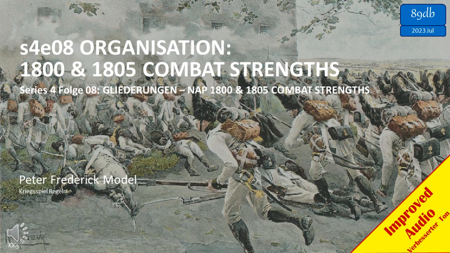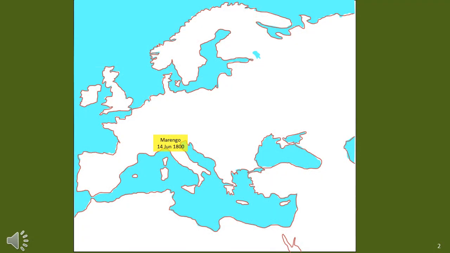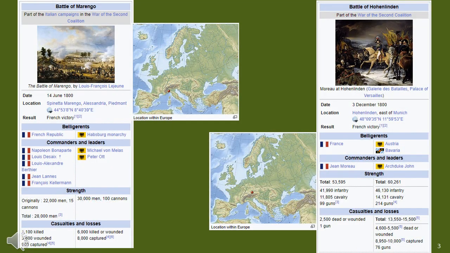Welcome to another exciting video, in this case episode 8 of my organisational series. In this video I'll look at the estimated combat strengths of the armies which fought in 1800. For this analysis I'll be looking at the two main battles which occurred in 1800, starting with the Battle of Marengo in June.